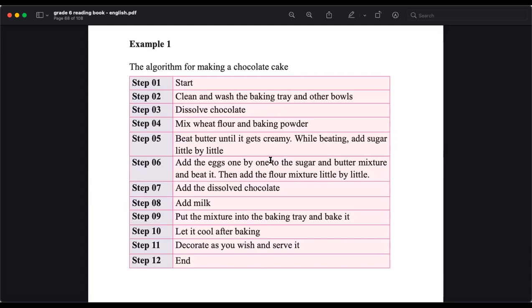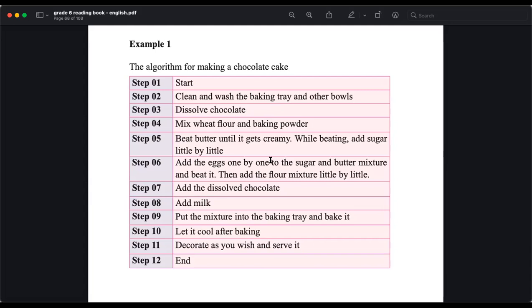Okay, what are the processes? Can you tell me some processes? What is the first process? Clean and wash the baking tray and other bowls. Yes, there is a process. Then dissolve chocolate, mix wheat flour and baking powder. Then beat butter. All the steps are given, right? Beat butter until it gets creamy.